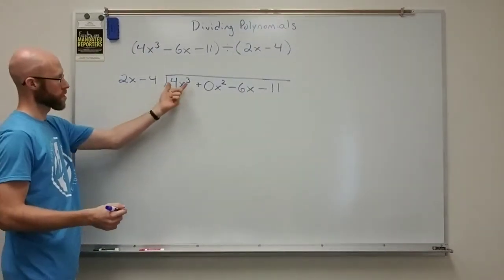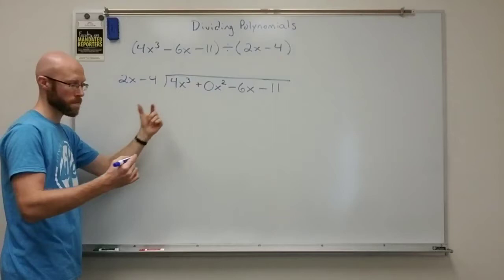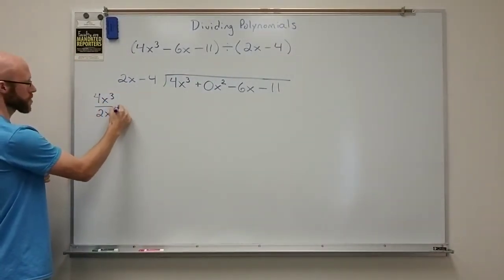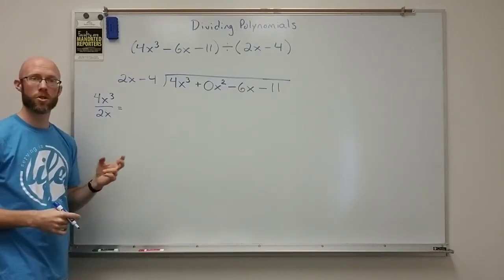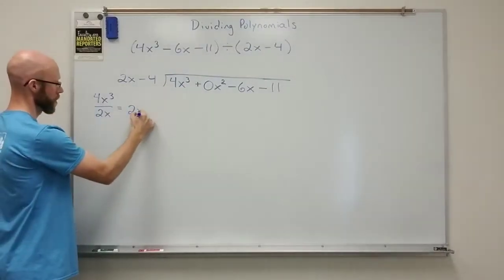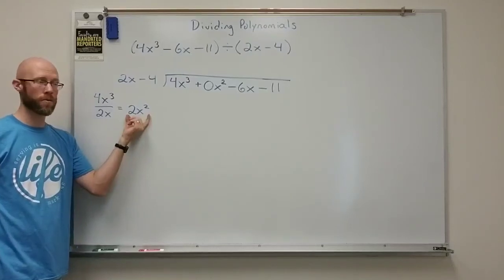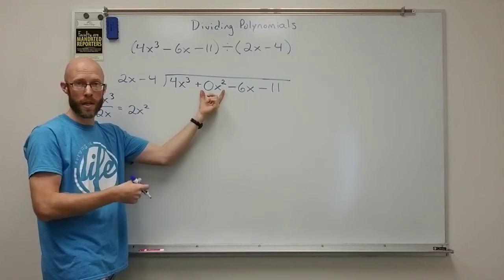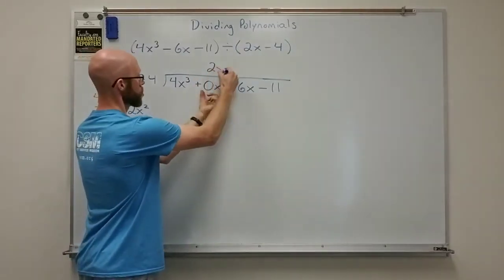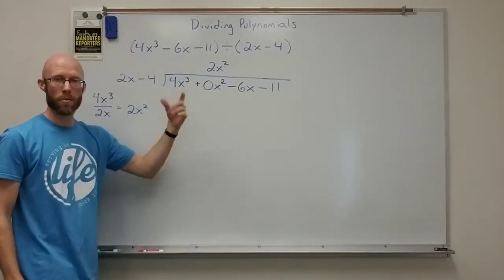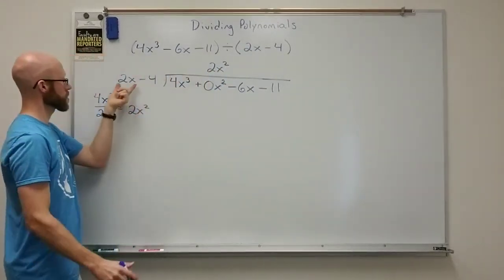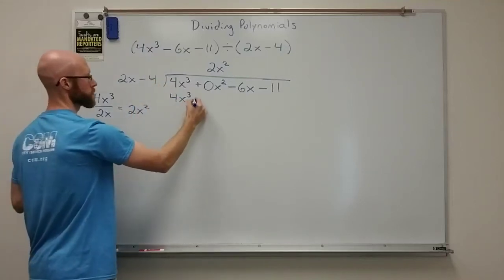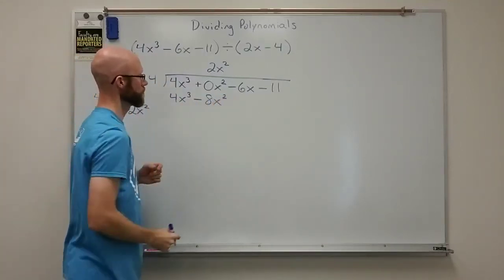So again, we're going to start with the biggest term into the biggest term. Take 4x cubed divided by 2x. That simplifies down to a 2x squared. Because it is an x squared term, it needs to go above the x squared, okay, which is why we need that 0 in there. So we get 2x squared. Then we multiply down. So 2x squared times 2x is 4x cubed. 2x squared times minus 4 is minus 8x squared.